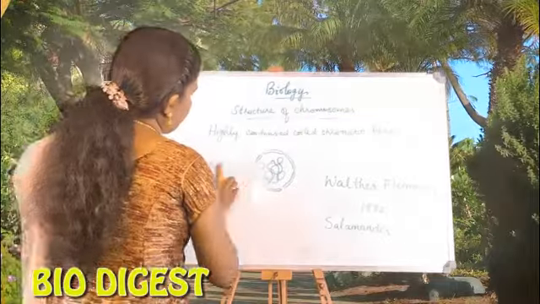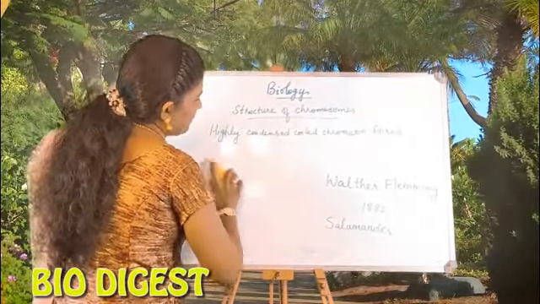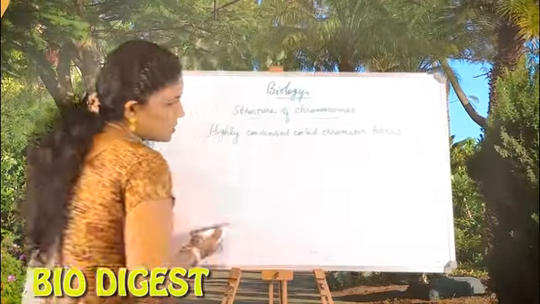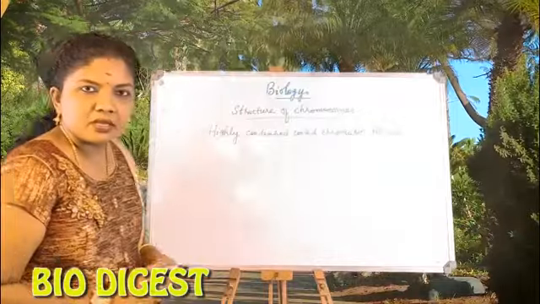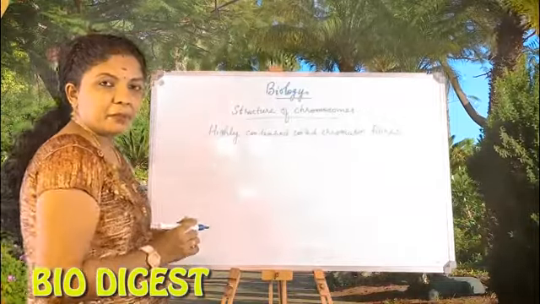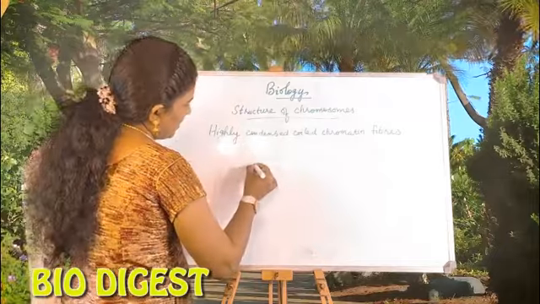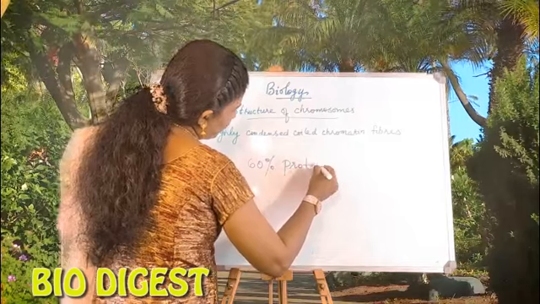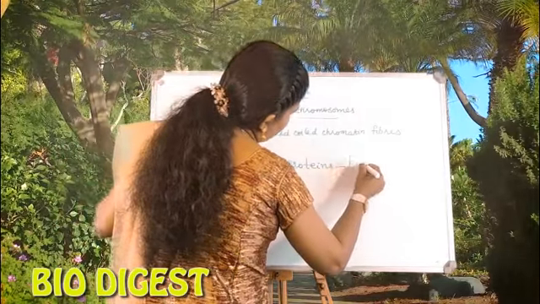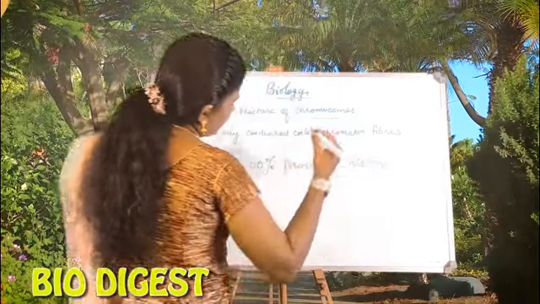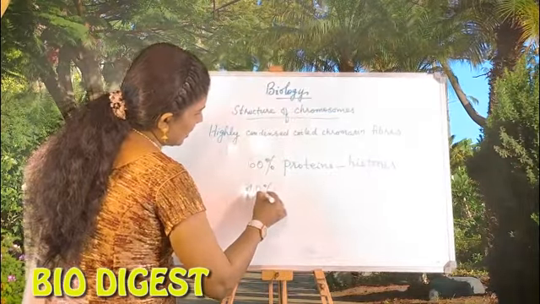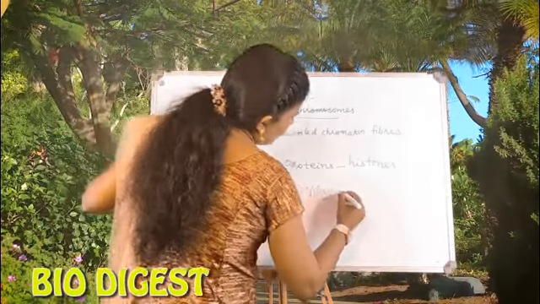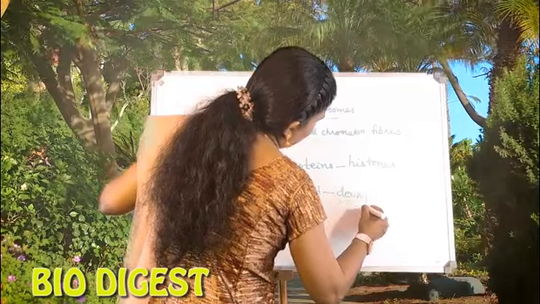Now we will see what are the materials that constitute the chromatin fibers. The chromatin fibers are basically made up of two things: 60% proteins, which are actually called histones, and 40% DNA, that is deoxyribonucleic acid.